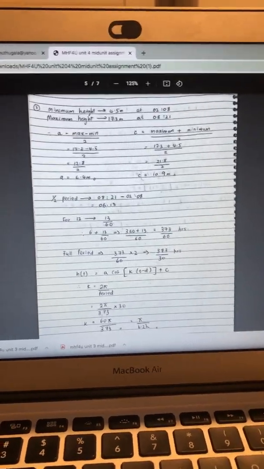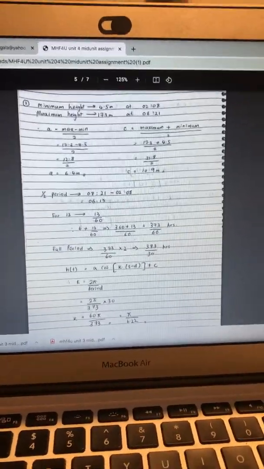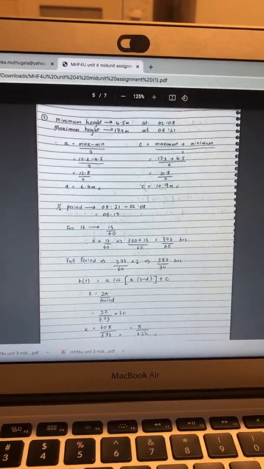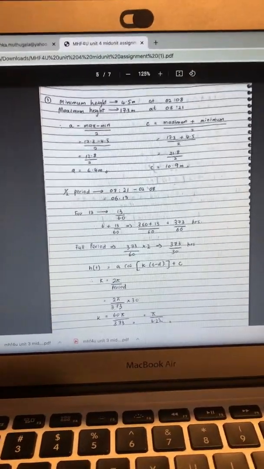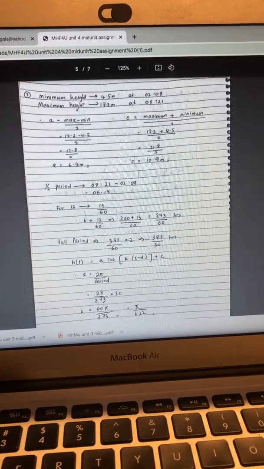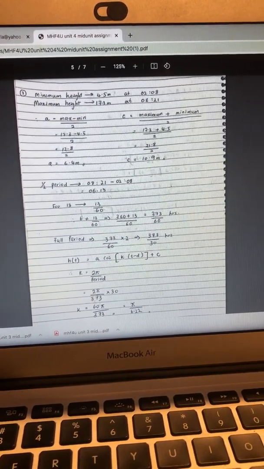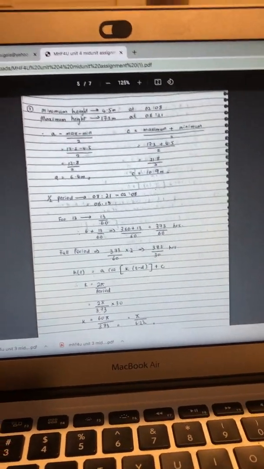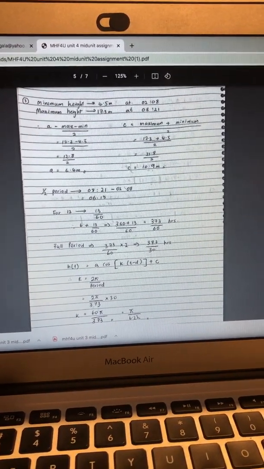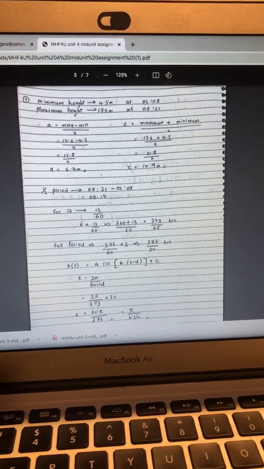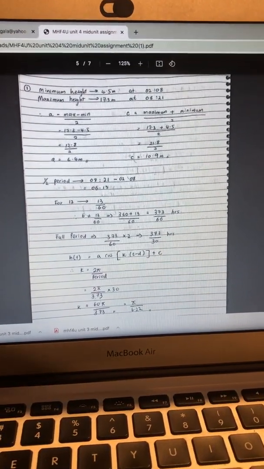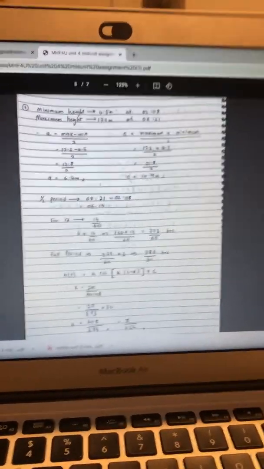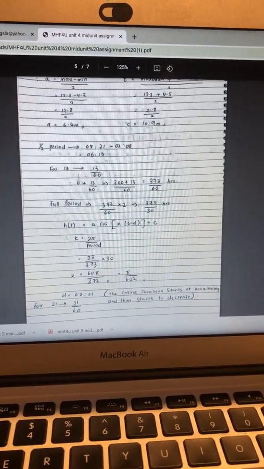So therefore again, amplitude is equal to maximum minus minimum by 2, so 17.3 minus 4.5 by 2. This is going to be 12.8 divided by 2, which is A, so A is going to be 6.4 meters. Again, C is going to be maximum plus minimum by 2, where 17.3 plus 4.5 divided by 2 is going to be 21.8 divided by 2, where C is equal to 10.9 meters. So that is going to be the C value.